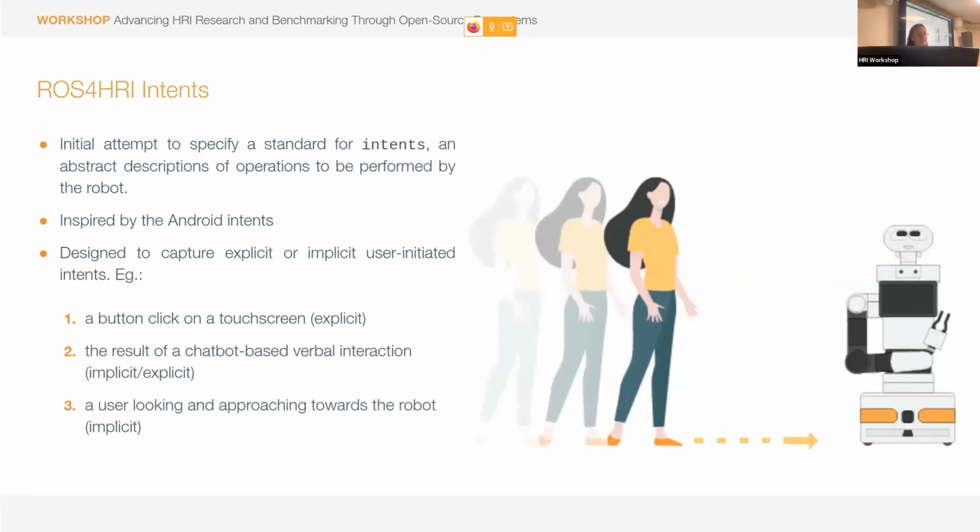And then finally, we can have the more implicit intents, where basically I can just observe that the user is kind of approaching. So maybe the user is trying to talk to me at some point.